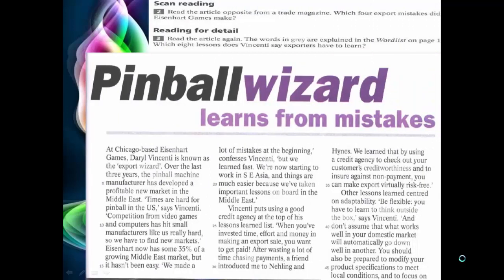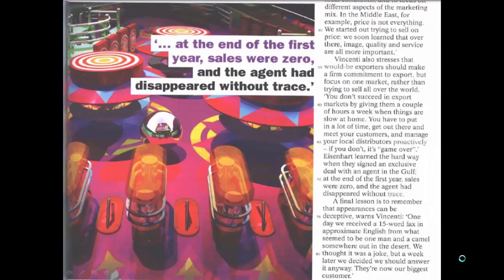So turning to the main part, scan reading, specific techniques of scanning. Read the article opposite from the Trade magazine, which covers export mistakes Daryl Vincenti of Eisenhart Games made. So the given title is: Pinball wizard learns from mistakes. You will read yourself and then read the article again, the words in gray explain, which 8 lessons does Vincenti say exporters have to learn, and you need to find the answer from this text. It is a continuation part of this wizard game.